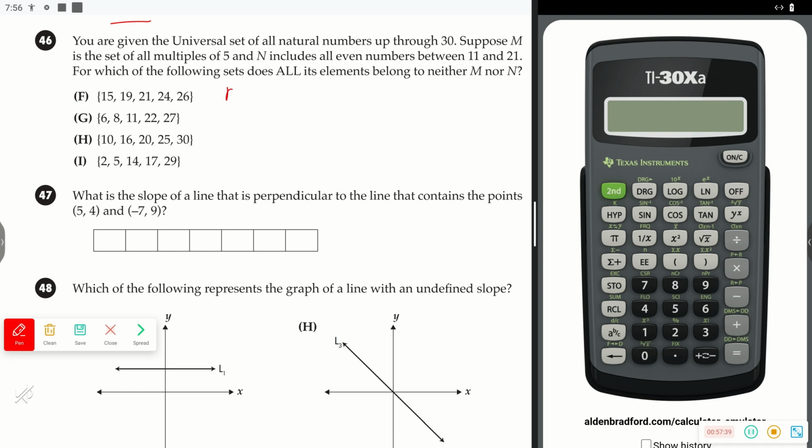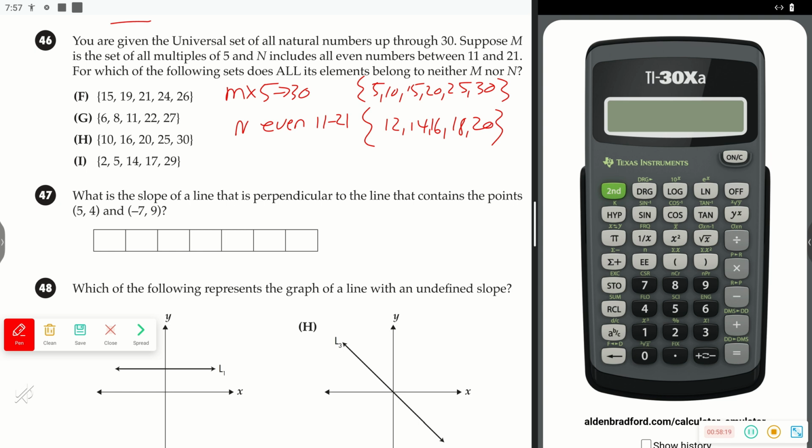So the first one, we're going to do m times 5. We can list all those, m times 5 up until 30. And then we're going to do n is even between 11 and 21. So this set here is going to be 5, 10, 15, 20, 25, and 30. The next set is going to be 12, 14, 16, 18, and 20.